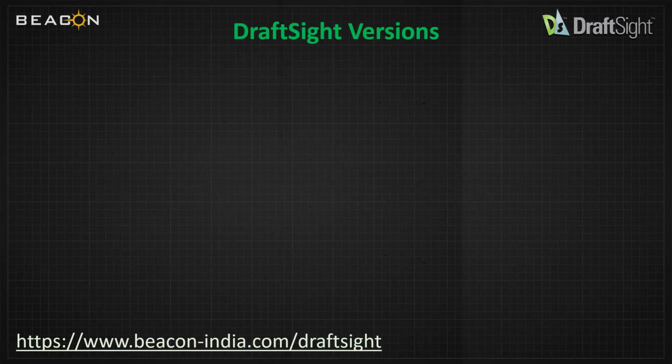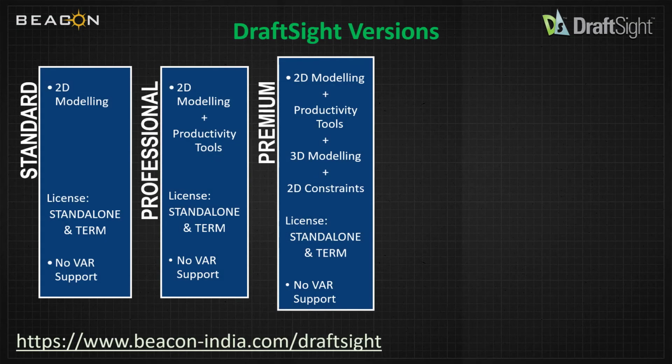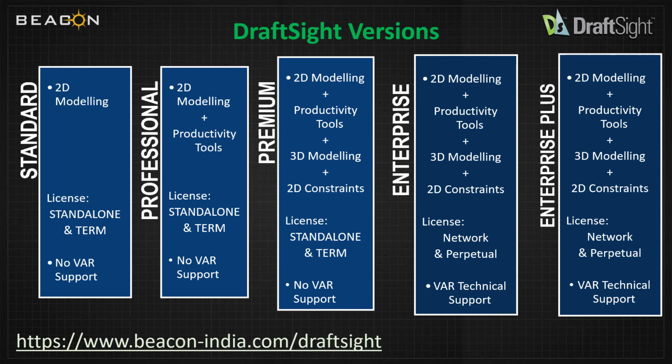Now we'll explore DraftSight versions. DraftSight offers Standard, Professional, and Premium versions with license types standalone and term. No technical support. Access the DraftSight website to purchase the Standard, Professional and Premium variants. Enterprise and Enterprise Plus versions offer licenses with network and perpetual, with full technical support and subscription benefits. Contact Beacon for Enterprise and Enterprise Plus variants of DraftSight.